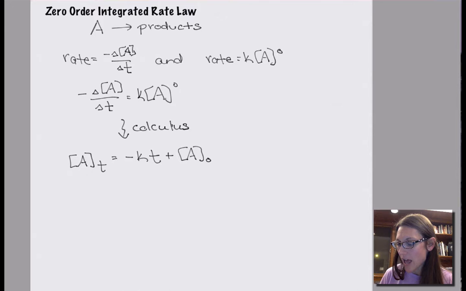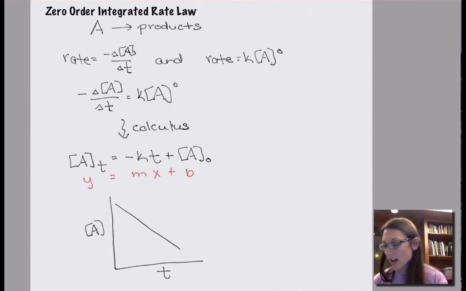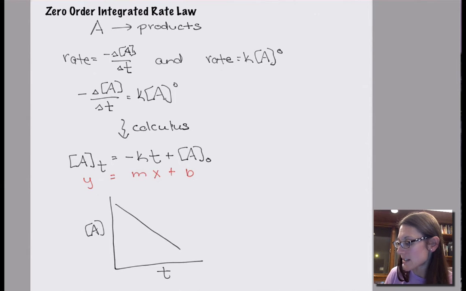If we take a look at this and think of it in a linear fashion, the concentration of A at time t, that's going to be our y. We're going to have mx being minus k, that's our slope, times the time, which is going to be what's on the x-axis. And then A naught is going to be our y-intercept, so the b term in a y equals mx plus b equation. And what this means is that if I go to graph the concentration of chemical A with respect to time, I'm going to find that I have a straight line, and the slope of that straight line is going to be minus k.